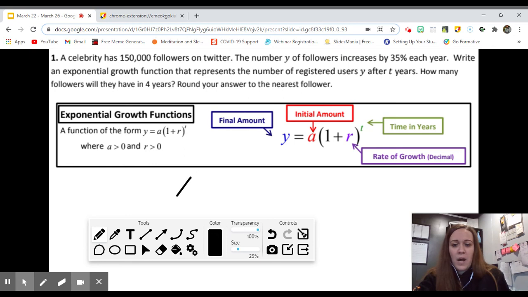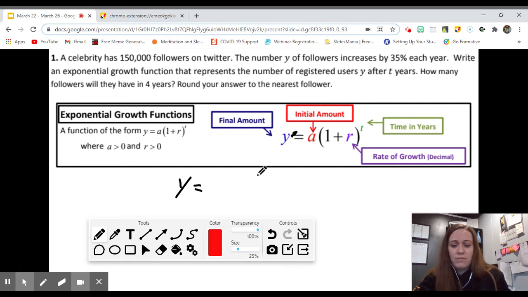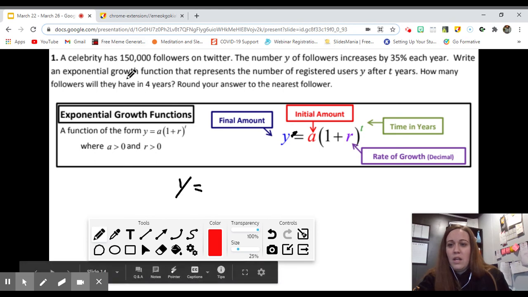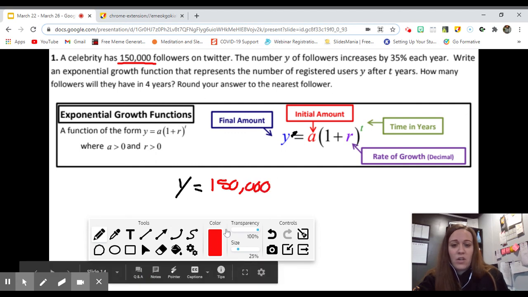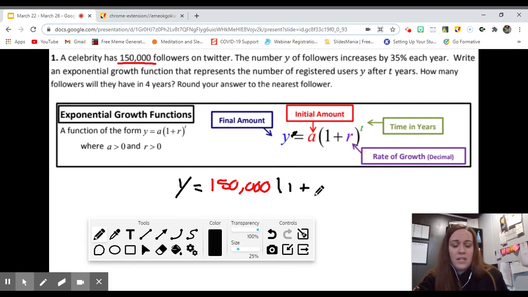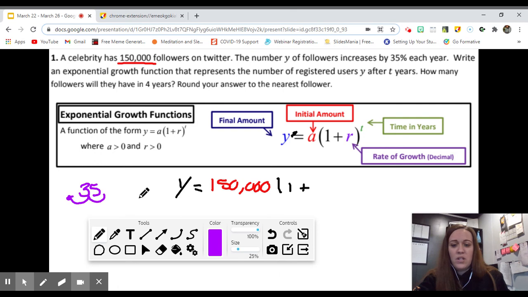So our final amount is Y. Don't forget A is your initial amount. So let's dive into my equation to figure out how much they started with. That would be your initial, and it started with 150,000. So 150,000 is your initial amount. It was a growth because it was increasing, so I know I'm going to take 1 plus. We have the rate being 35%, but in my equation, I need to write that as a decimal. So 35% as a decimal gets written as 0.35.